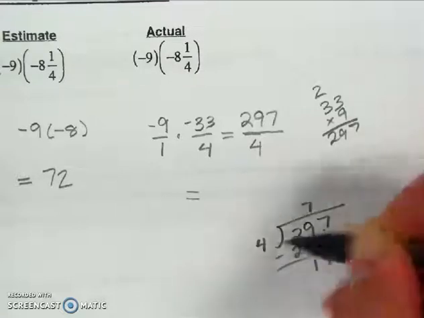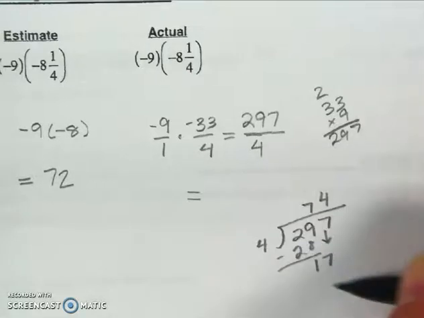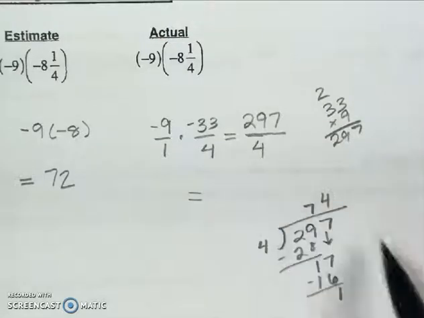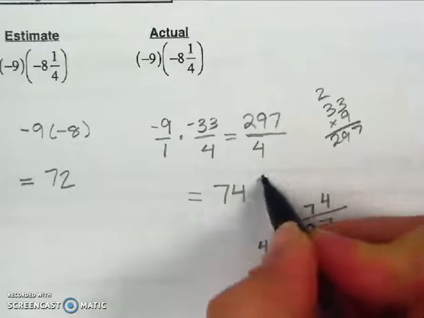Bring down the 7. How many groups of 4 can I take out of 17? Well, I could take out 4. That would give me 16, and I would have 1 left over. And so I see that the actual answer here would be 74 1/4.